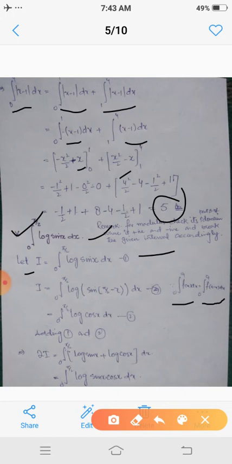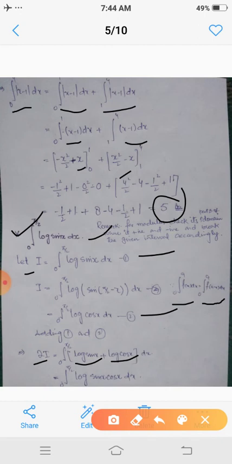That is, I equals the integral 0 to pi by 2 log sine(pi by 2 minus x) dx. Now sine(pi by 2 minus x) is cos x, which implies that I is the integral 0 to pi by 2 log cos x dx. Name it equation second. Now adding these two equations, on the LHS we have I and I, which is 2I, and on the RHS we have integral log sine x plus integral log cos x, that is, the integral 0 to pi by 2 of log sine x plus log cos x dx.